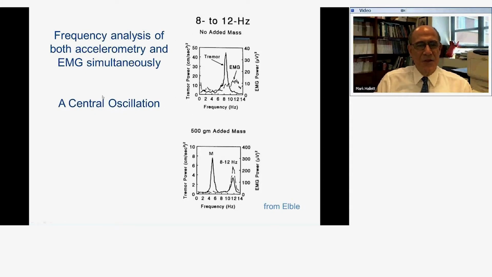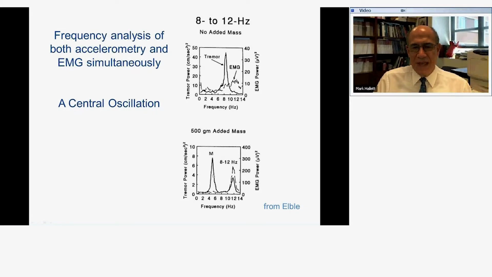And then this is the third situation, which is a central oscillation, here called 8 to 12, and I'll explain that in a moment. And here you have tremor at about 8 hertz, and you have an EMG, which is a little broad, but you can see a peak here around 10 to 12 hertz. You weight this, and you wind up with two different tremors, one which goes down from 8 to about 5, and another that really jumps up to join the EMG here at around 10 to 12 hertz.